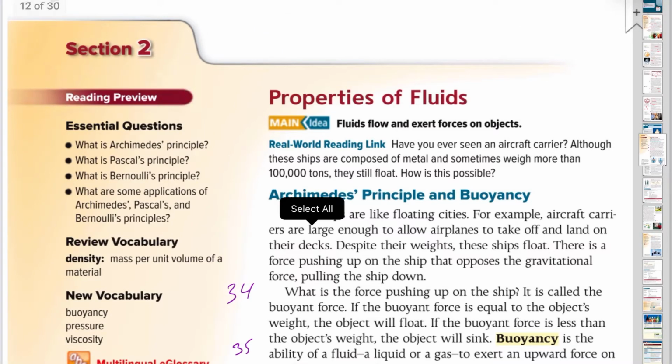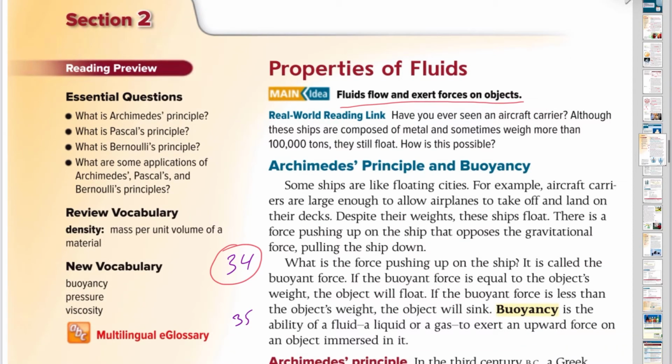Chapter 14, Section 2, Properties of Fluids. Before we start, remember that the numbers over here, like this 34, correspond to questions on your reading guide. The main idea for this section is fluids flow and exert forces on objects.